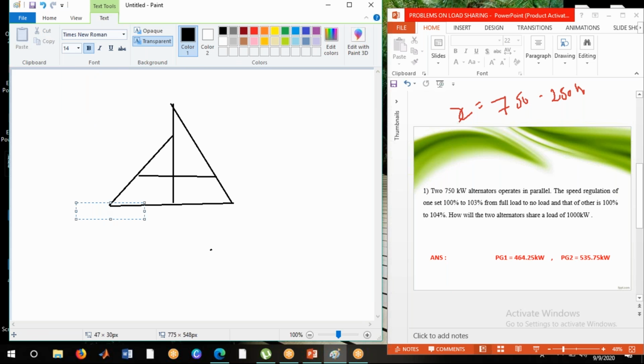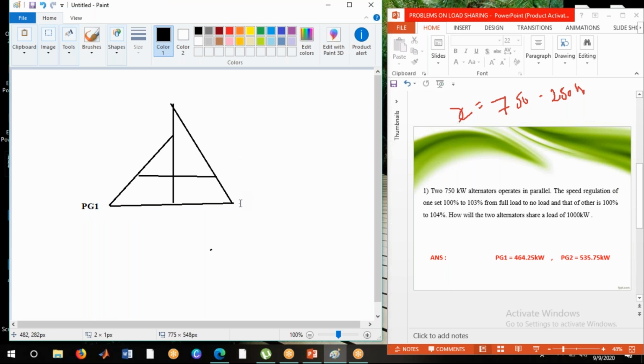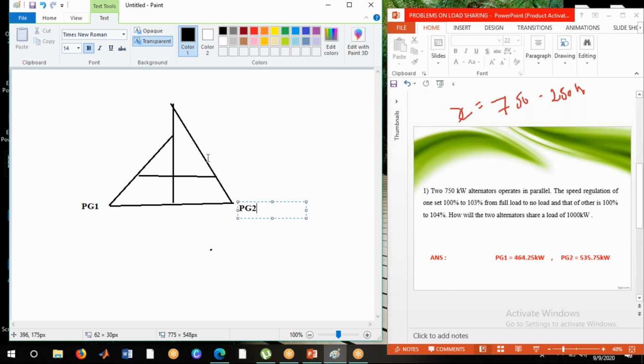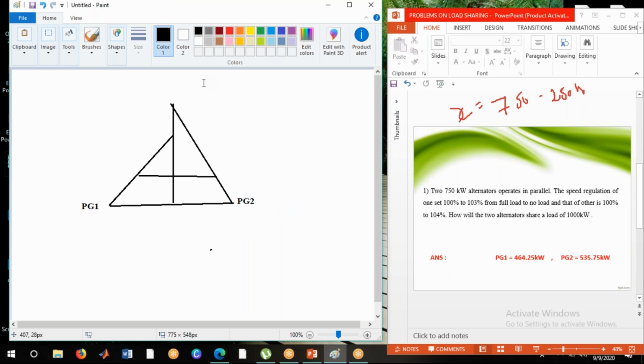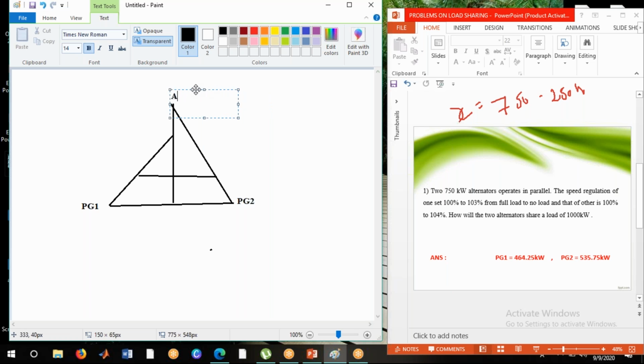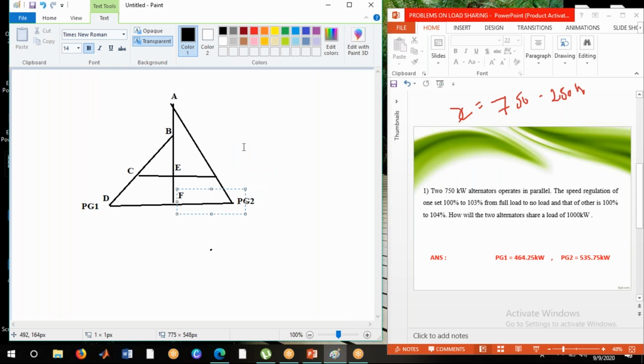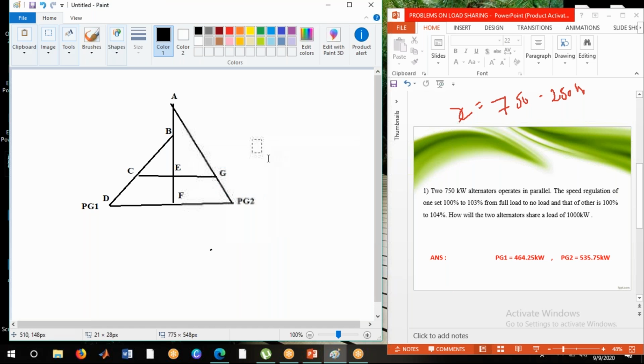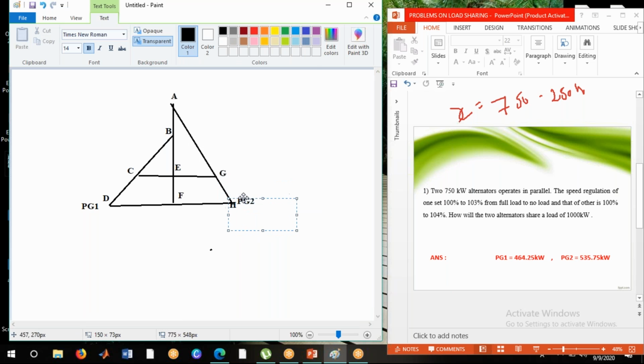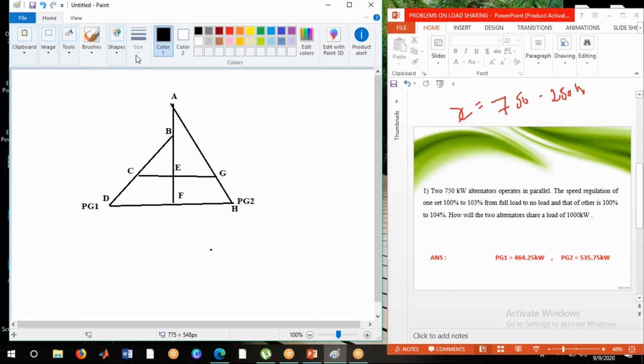So it is PG1. It is PG2. So let me consider the points here. So after consideration, we have to form this.